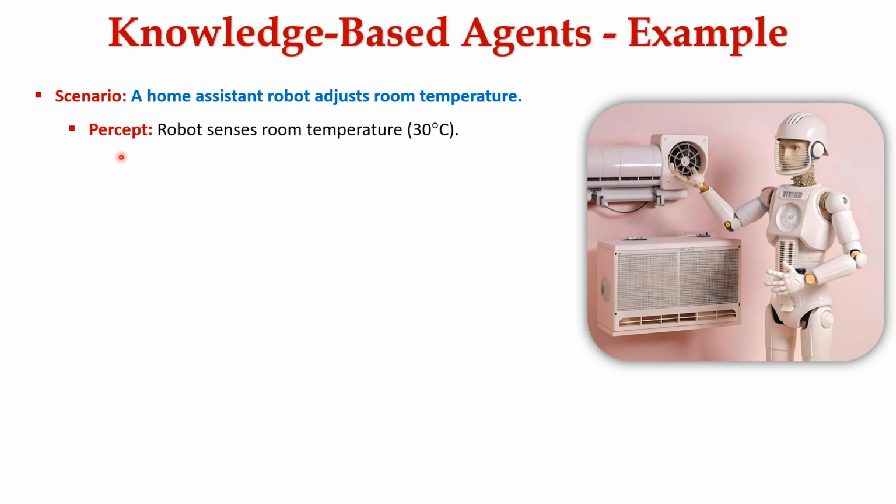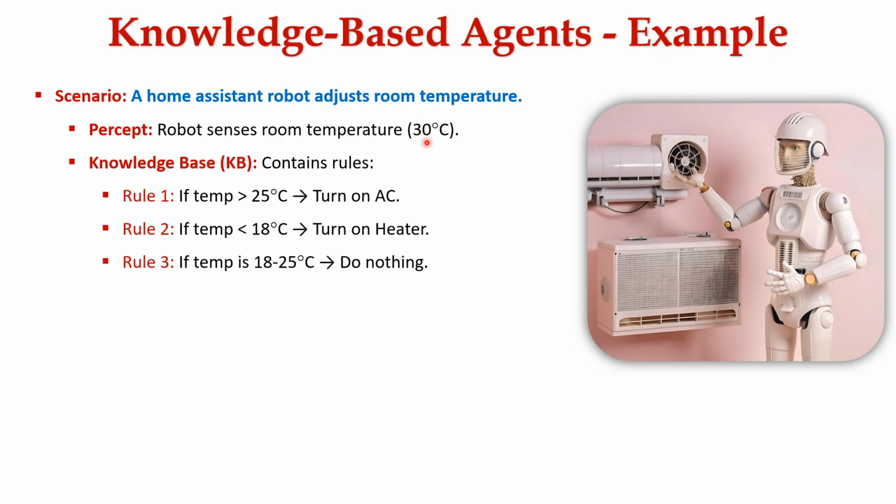In step 1, it perceives the environment. That is, the robot checks the room temperature. Let's say it senses 30 degrees Celsius. That is pretty warm. Next, the robot looks into the knowledge base. This is like its brain that stores the rules for decision making. The rules are, rule 1, if temperature is greater than 25 degrees Celsius, then turn on the AC. Rule 2, if temperature is less than 18 degrees Celsius, then turn on the heater. Rule 3, if temperature is between 18 to 25 degrees Celsius, then do nothing.